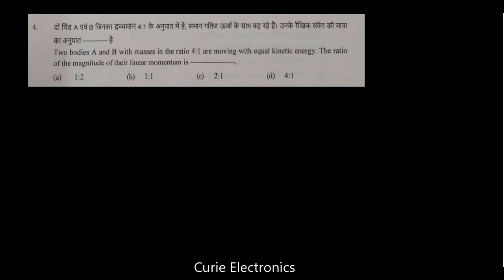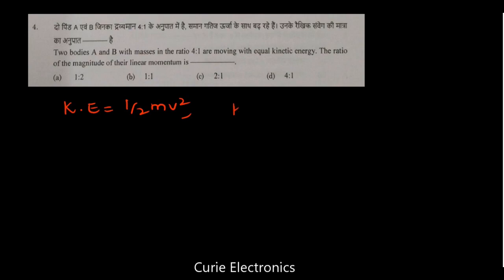Two bodies A and B with masses in the ratio 4:1 are moving with equal kinetic energy. The ratio of the magnitude of their linear momentum is. So what is kinetic energy? That is KE equal to half mv square.